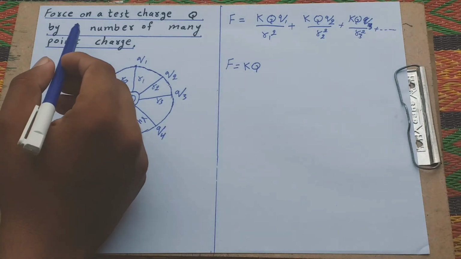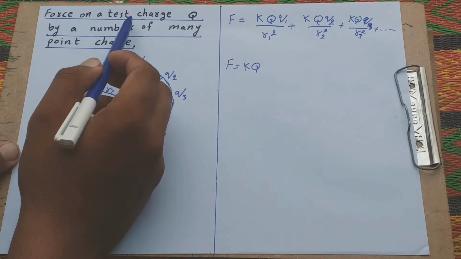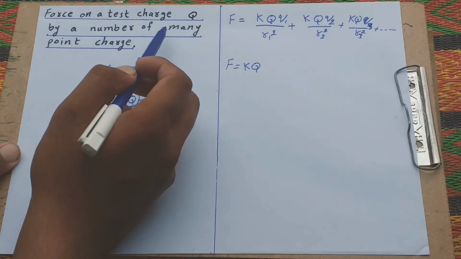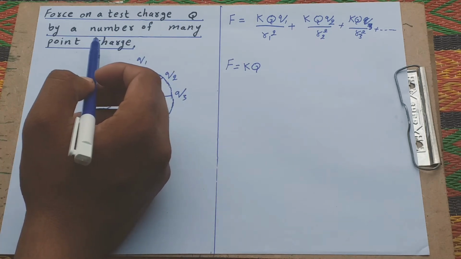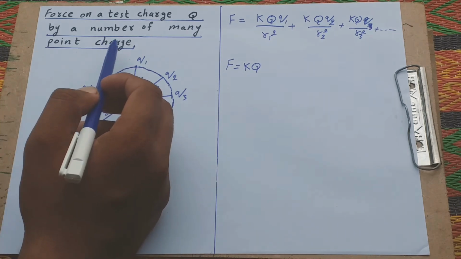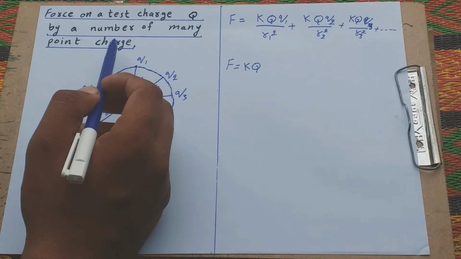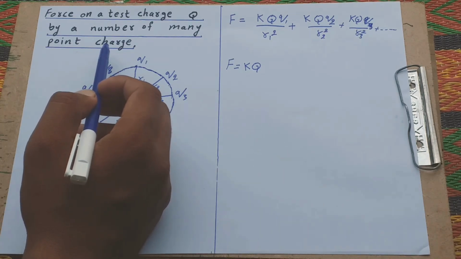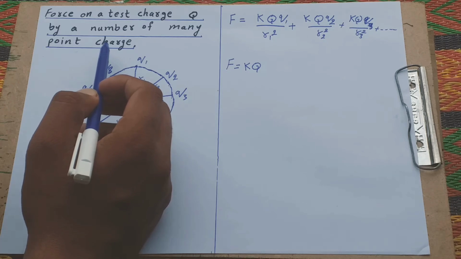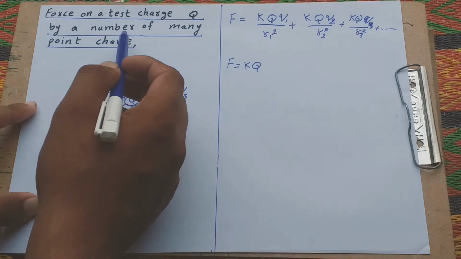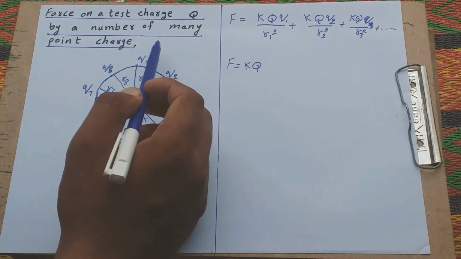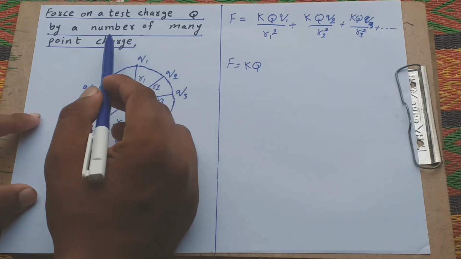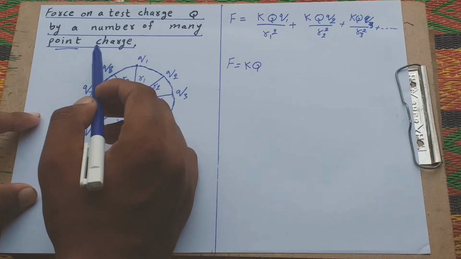Today our topic is the force on a test charge Q by a number of point charges. This means we observe the force on a test charge by many point charges. Many point charges attract or repel the test charge, and then we observe the force between them. A test charge detects the force of the electric field, and a point charge means a non-zero charge.